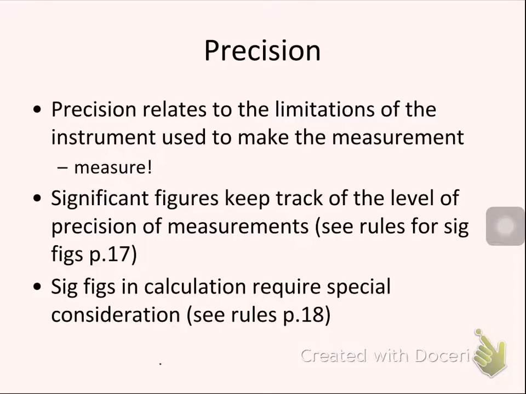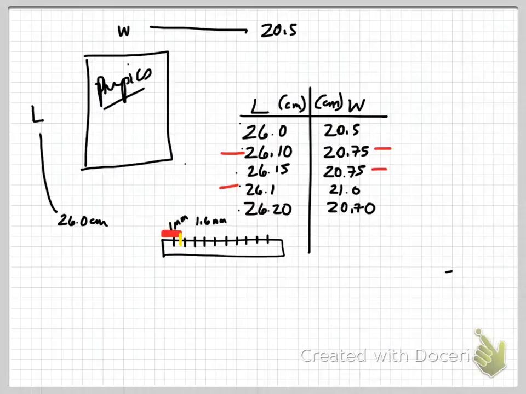Sig figs are what we use to keep track of how precise our instrument was. So if you measured your book and you said it was, and Emily, you corrected yourself, you said 21 and then you said 0.0. That's got more precision because you're saying, hey, my instrument goes out to at least centimeters.